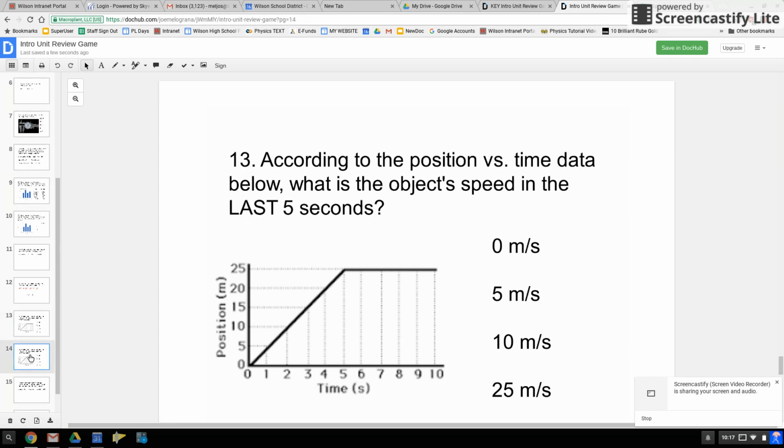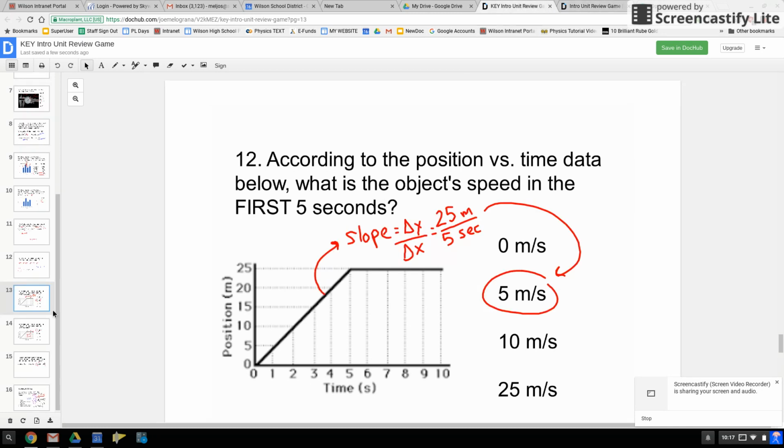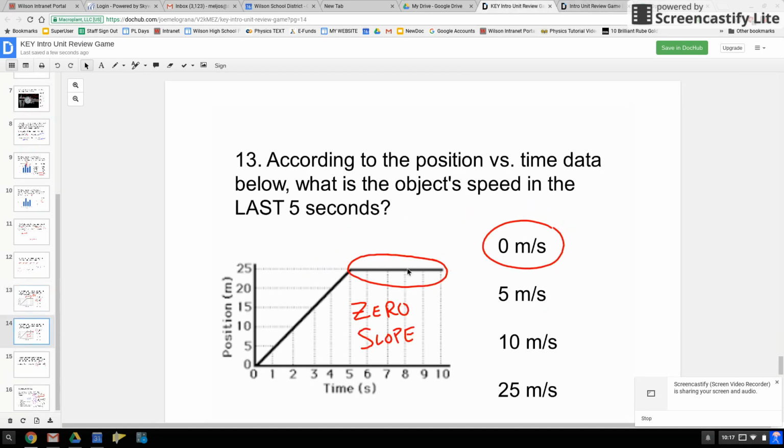Same question for the last 5 seconds. Notice the object is not moving. It is staying at the same position. This horizontal line has 0 slope, so we have 0 speed.